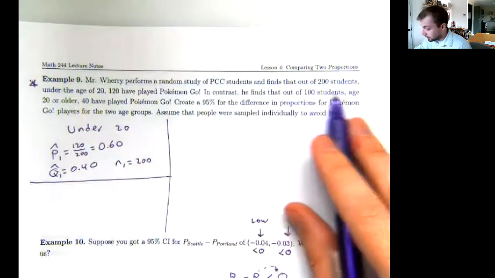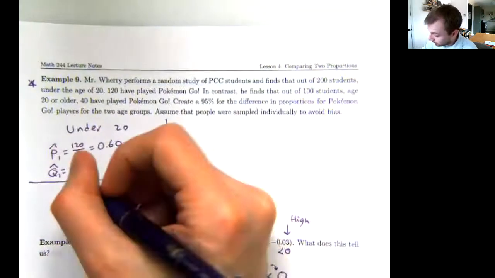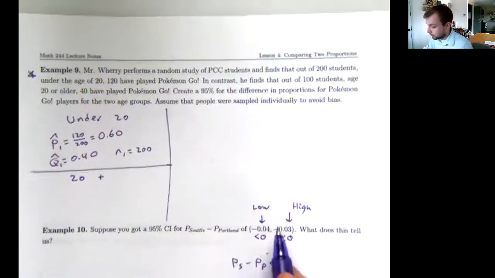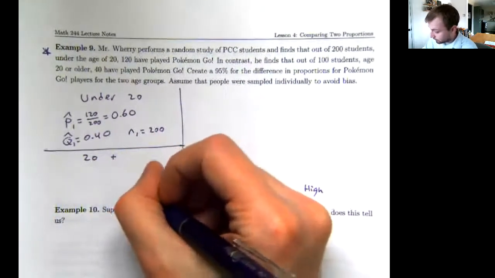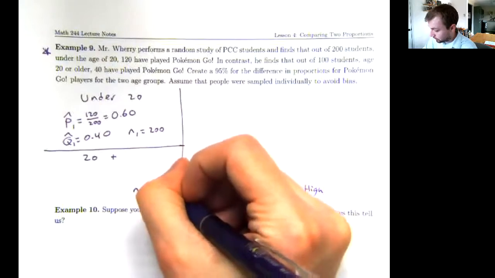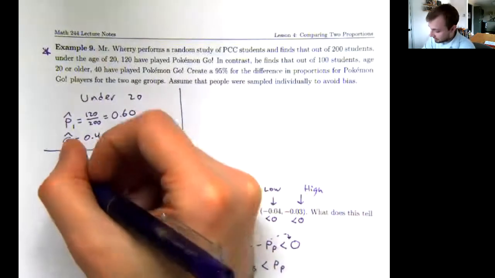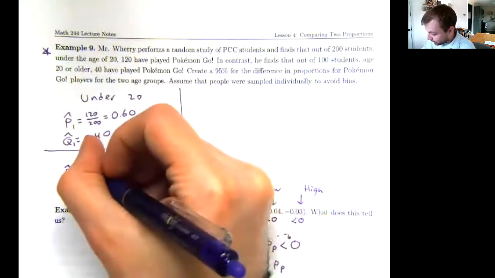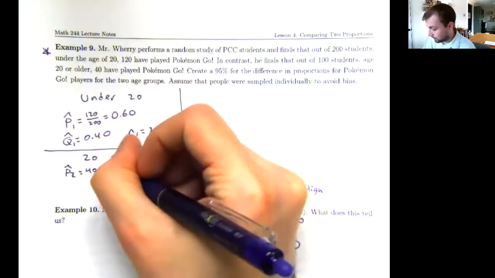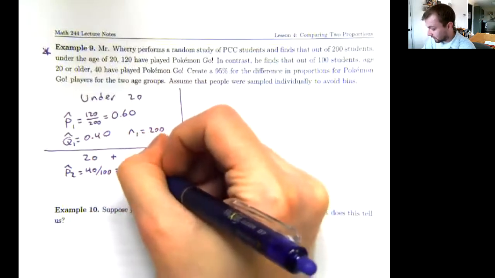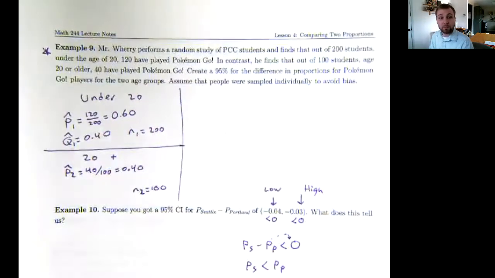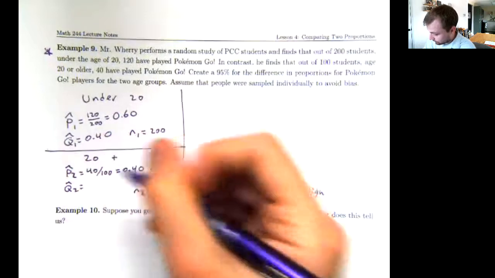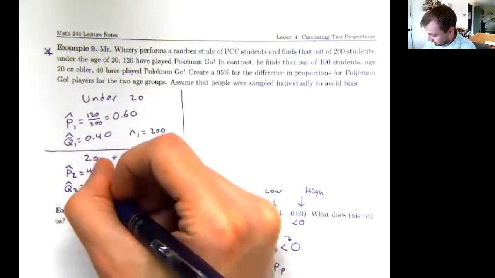In contrast, out of 100 students 20 or older, so this is my 20 plus group, and it's out of 100, so my second group is out of 100. My success rate for my second group was 40 out of 100. As a decimal, that's 0.40 or 40%. My failure rate, 1 minus this, is 60%.